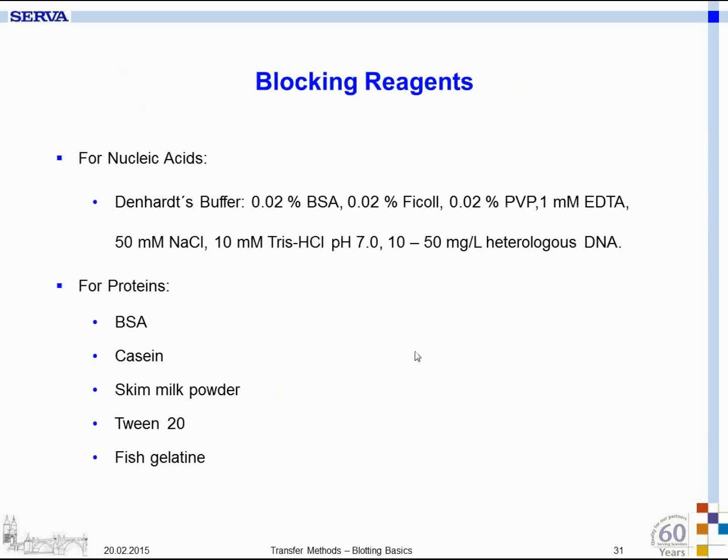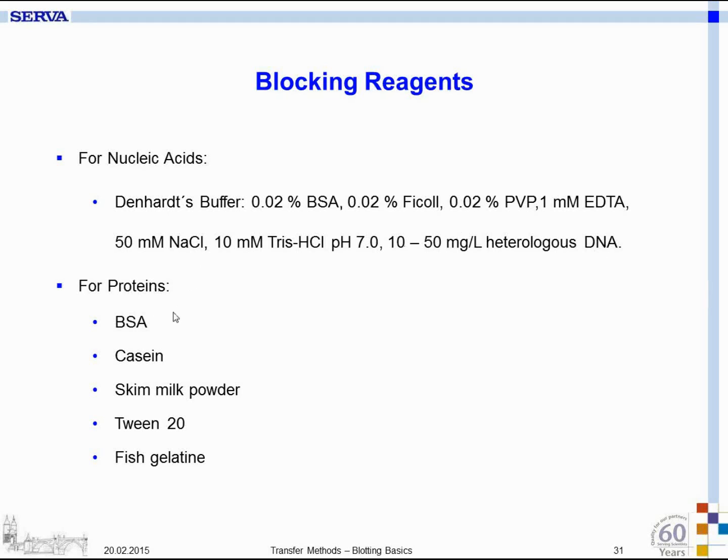Okay, a few more things. Just a few comments on blocking reagents. So for nucleic acids, there was the famous Denhardt's buffer. It's a combination of many things, a cocktail of BSA, Ficoll, PVP, EDTA, sodium chloride, Tris chloride, and also some heterologous DNA to block the background.